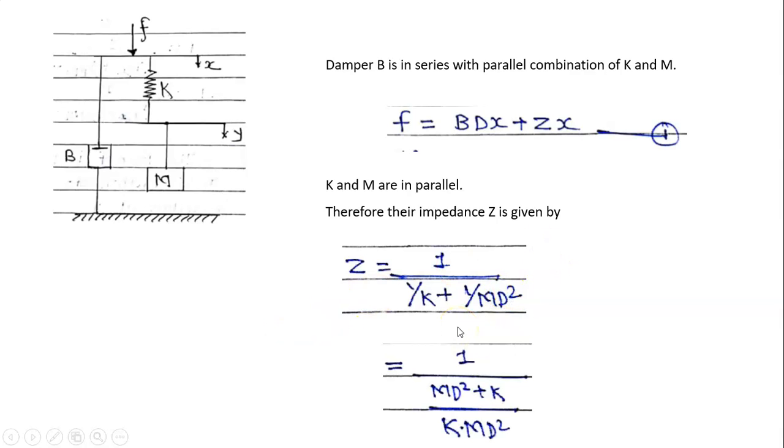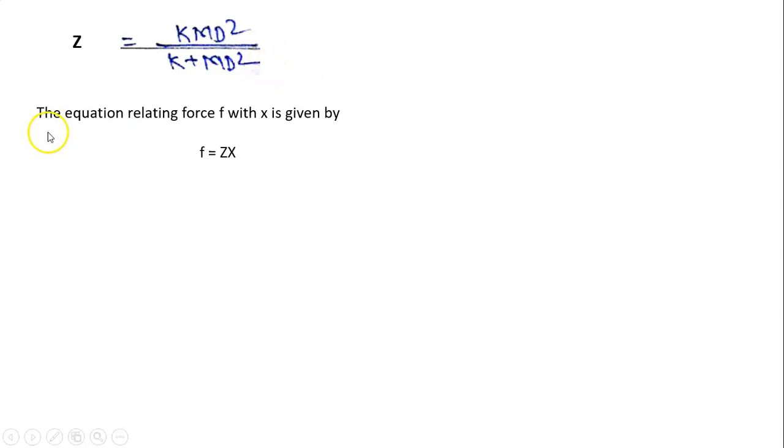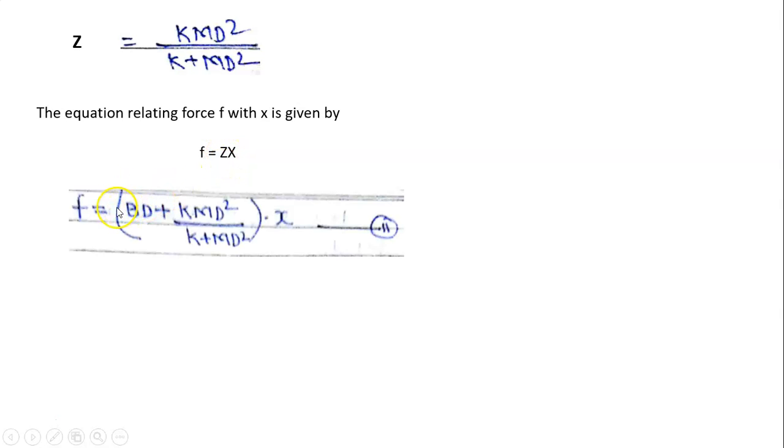Therefore, by simplification, we are getting Z is equal to 1 divided by (MD square plus K) divided by K MD square. By simplification again, Z is equal to K MD square divided by K plus MD square. Therefore, the equation relating force F with x is given by F is equal to Z x. Substituting the value of Z here, we are getting F is equal to (BD plus K MD square divided by K plus MD square) into x. This is equation 2, obtained by substituting the value of Z in the earlier equation.